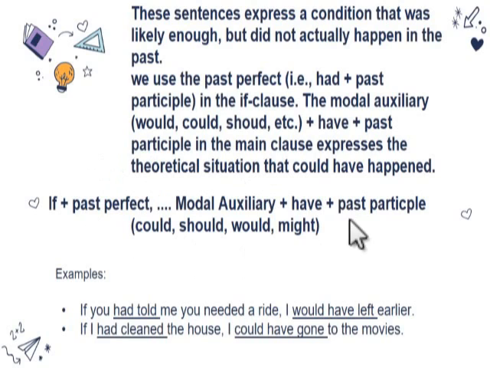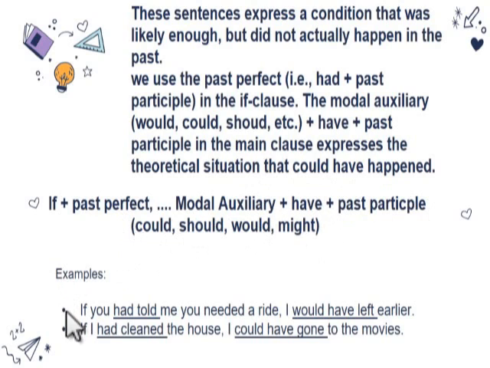So the formula here: if plus past perfect for the if clause, and then modal auxiliary plus have plus past participle. You can still use could, should, would, and might for the main clause.